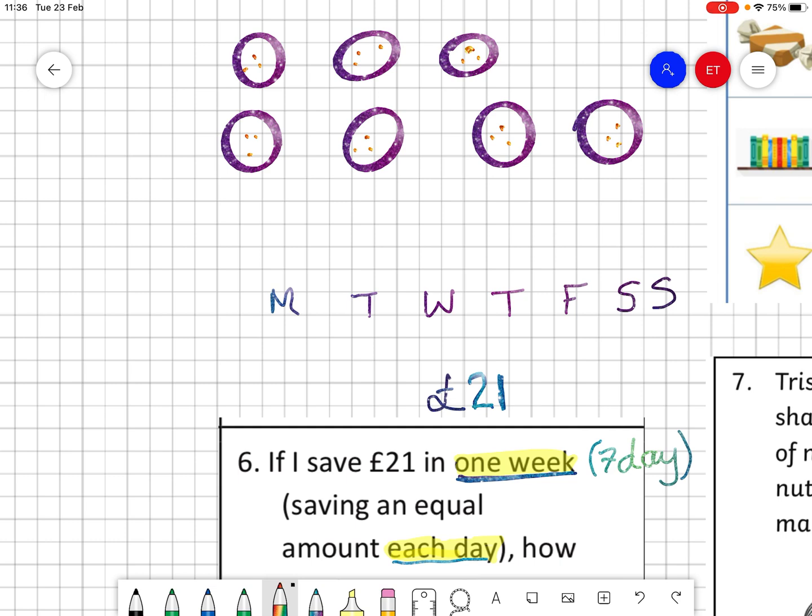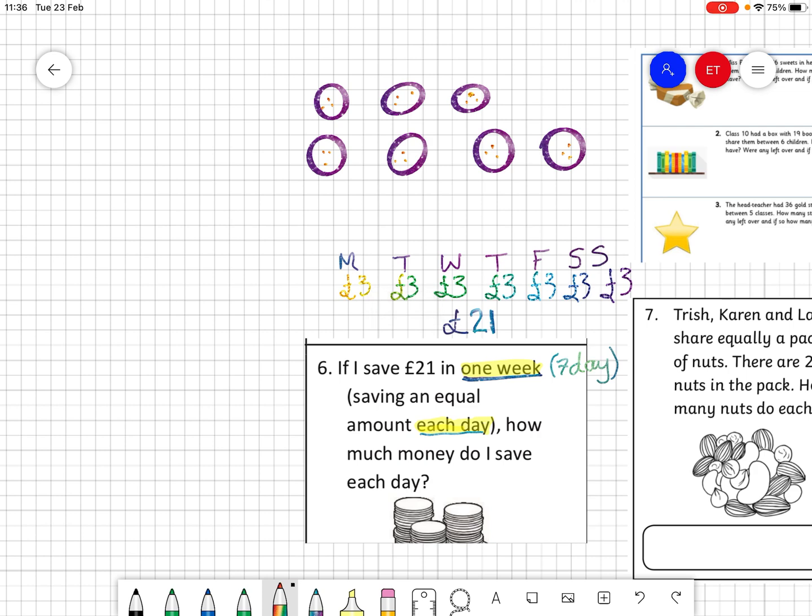We put in £3. Okay, so it'd be £3 on Monday, £3 on Tuesday, £3 on Wednesday, £3 on Thursday, £3 Friday, £3 Saturday, and £3 Sunday. And that got you to a total of £21. Now, a quicker way of doing that is thinking, well, I was just sharing £21 between 7, which is 21 divided by 7 equals 3.